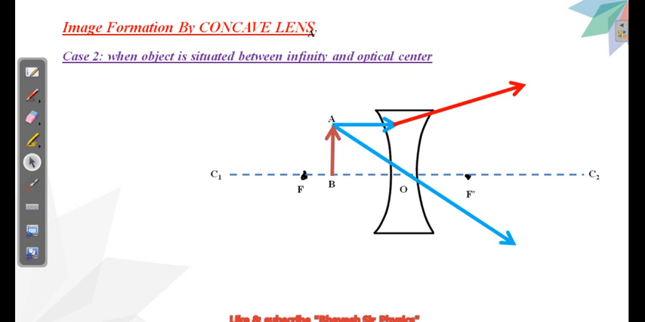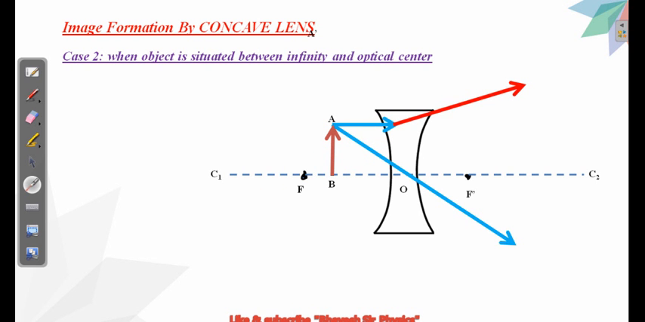Now because it is a diverging lens, this refracted ray will diverge. Okay, but if we extend it in a backward direction, it seems to pass through this focus F, the principal focus F. Okay, ये जो ray है, this ray is coming parallel to the principal axis. Now because a concave lens is a diverging lens, this refracted ray will diverge. Refracted ray क्या होगी, diverge हो जाएगी. But if you extend it in a backward direction, then it seems to pass through this principal focus F.